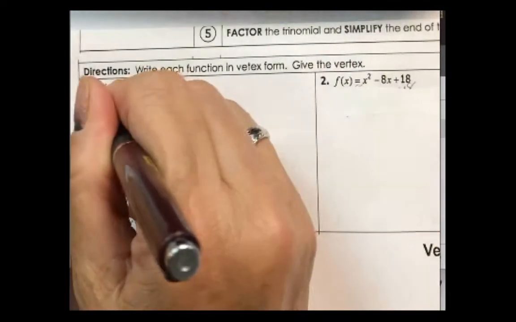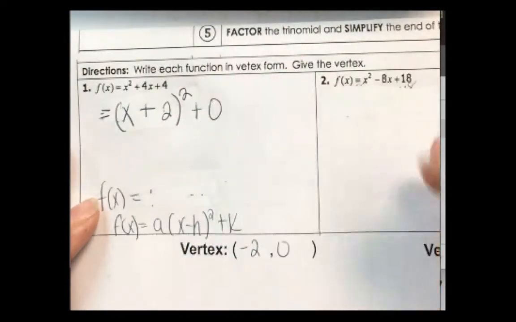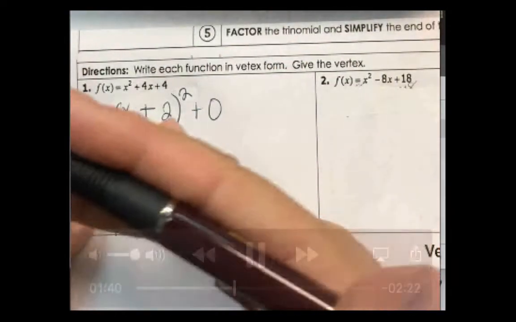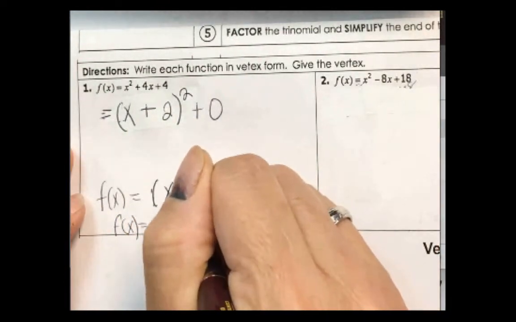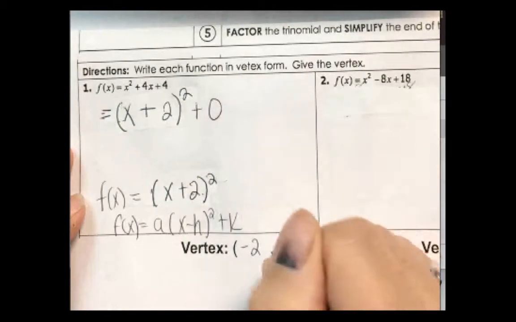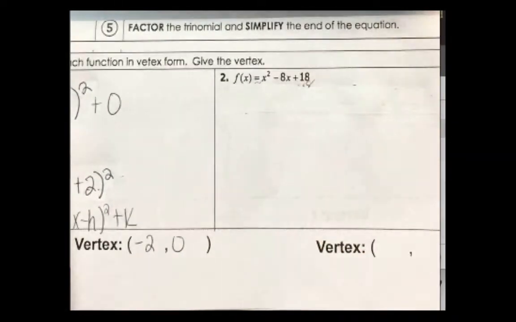So that's in vertex form now. It's just that there is no k off the end. The slide up or down is none. It's 0, and there's no stretch or compression, but it is still in vertex form. So f of x is equal to x plus 2 quantity squared, and the vertex then would be at negative 2, 0. So what about if you don't have a perfect square trinomial to start?